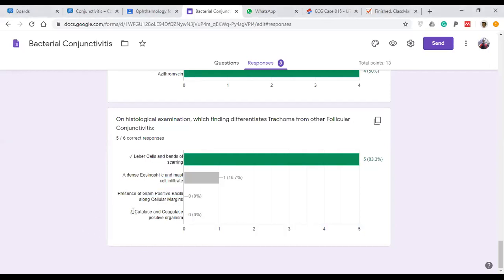Third option, catalase and coagulase positive organism. This is Staph aureus, most likely. Viruses do not contain enzymes, and chlamydia contains neither catalase nor coagulase. So by effectively ruling out all the other options, you come towards Leber cells and bands of scarring. And this is the characteristic histological finding of trachoma. So these were a few MCQs based on the points which I was not able to discuss last time.